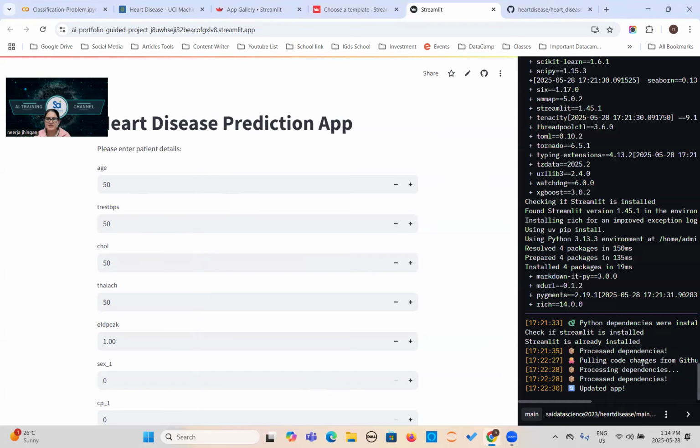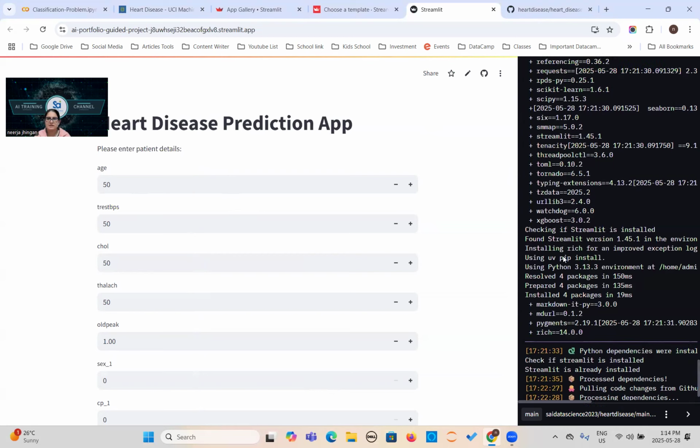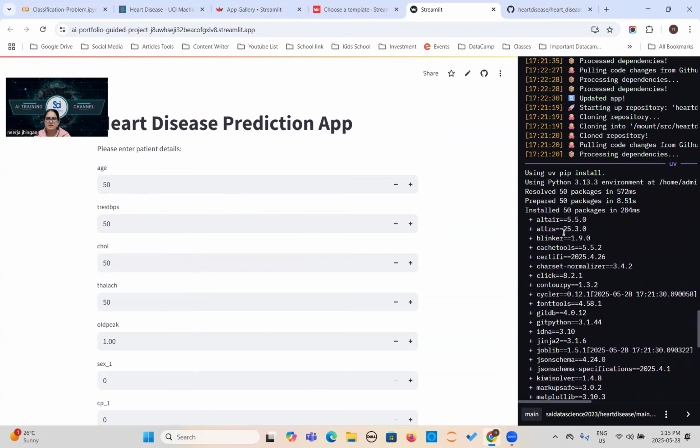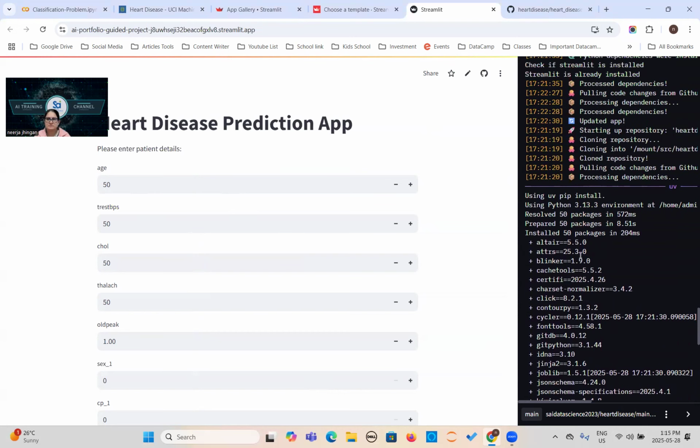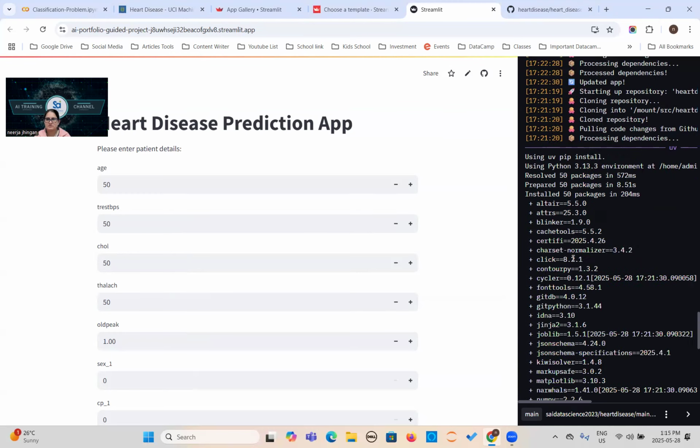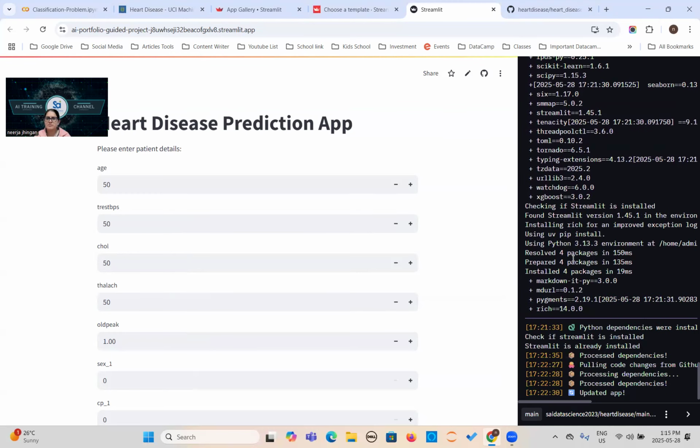And here, if you click on this manage one, you can see this is the one. It is showing processing dependencies, pulling the code from GitHub, processing dependencies, updated app. So it is also showing what libraries it has installed. Okay, so it has created the environment 3.13 and it is installing 50 packages for this to run. Okay, so this will be by default.